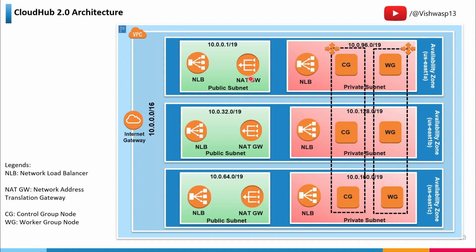The network load balancer here is the same as the network load balancer in the private space, with the only exception that it's exposed to the internet via the internet gateway. This facilitates the access to the Mule app over the internet. So this is how the CloudHub 2.0 infrastructure looks at a higher level.